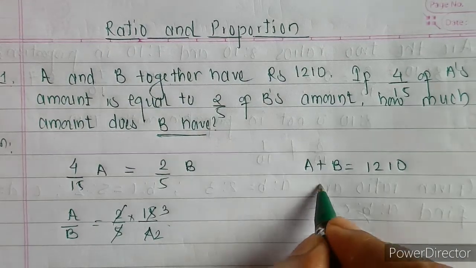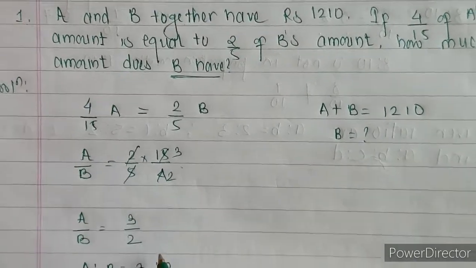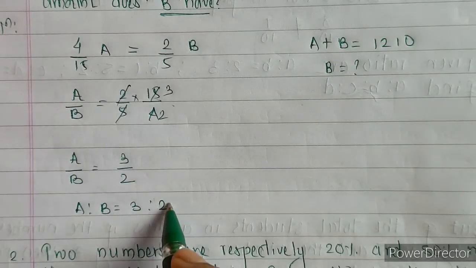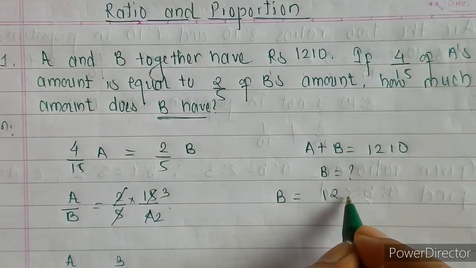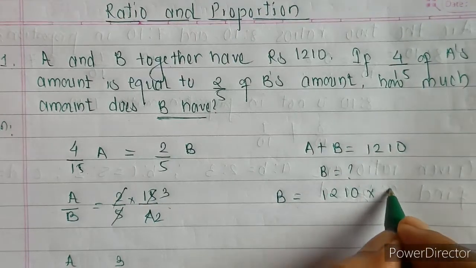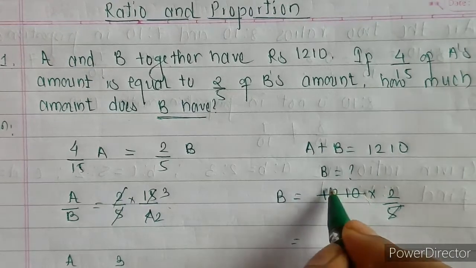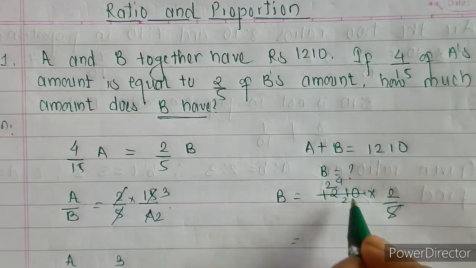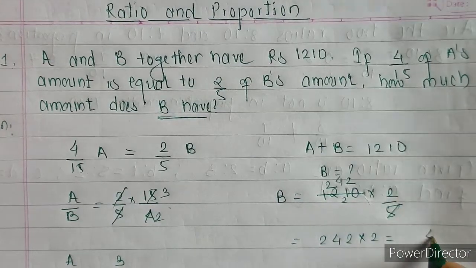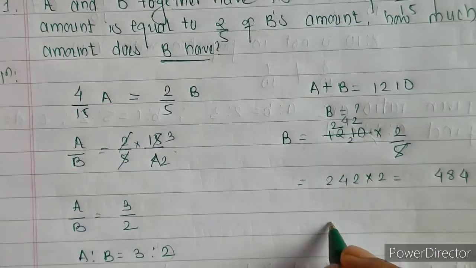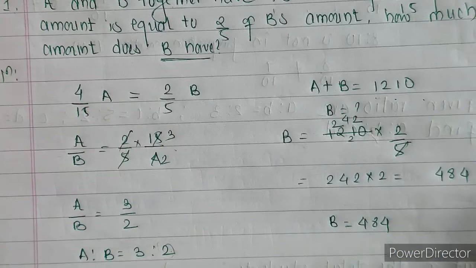And we have to find B's amount. And how much is B's amount? It is 2 parts out of a total of 5 parts. So B's amount we can write as total 1210 into 2 by 5. So divide this: 242 into 2, which is equal to 484. So B's amount here is 484 out of 1210.